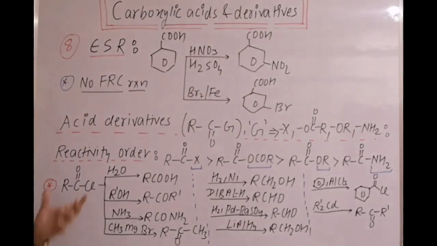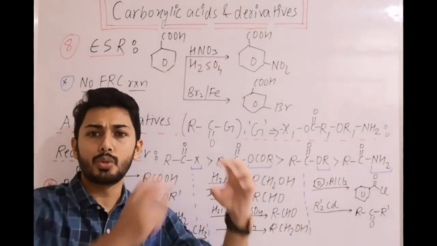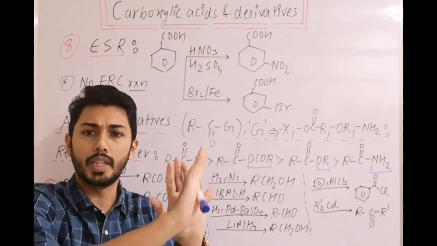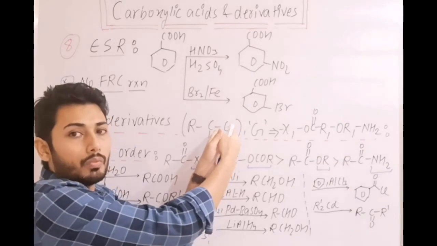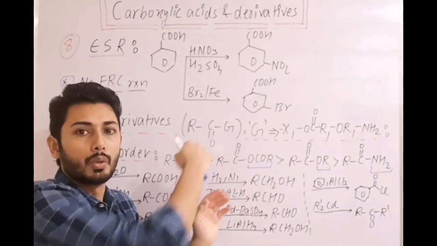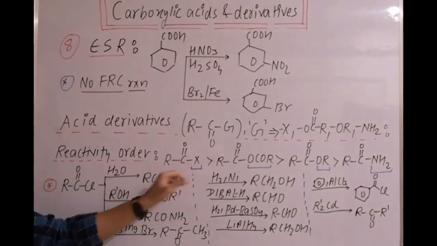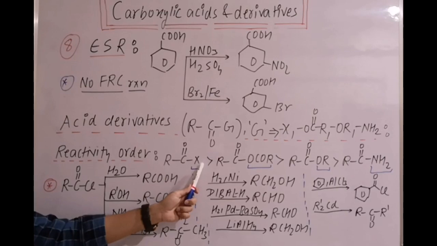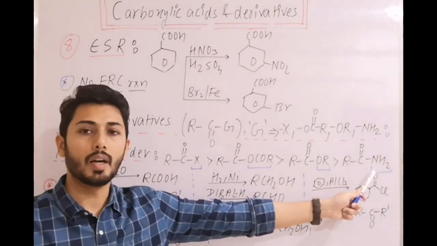Now, what is their general reaction? We have done recently nucleophilic acyl substitution. That group will be substituted by nucleophile. That is the simple way to understand it. Now here, the reactivity order towards nucleophilic acyl substitution: fastest for acid halide, then acid anhydride, then ester, and then amide.